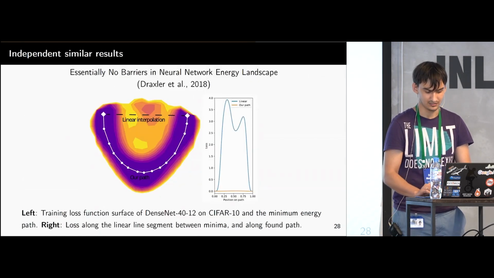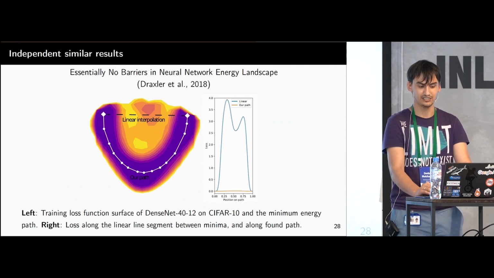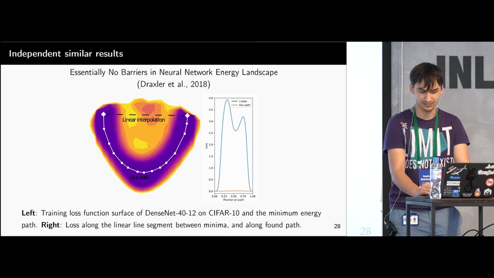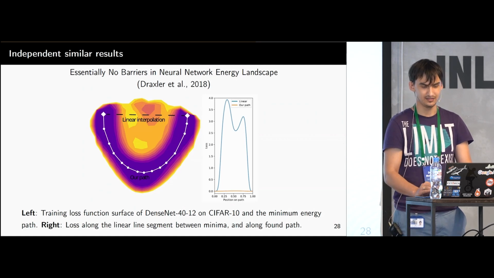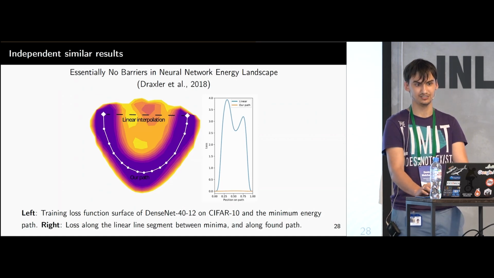There was also another work by Draxler et al., which is called essentially no barriers in neural network energy landscape. And they obtained the same results. So this was a concurrent work. They obtained the same independent results. Their connection procedure is more difficult.